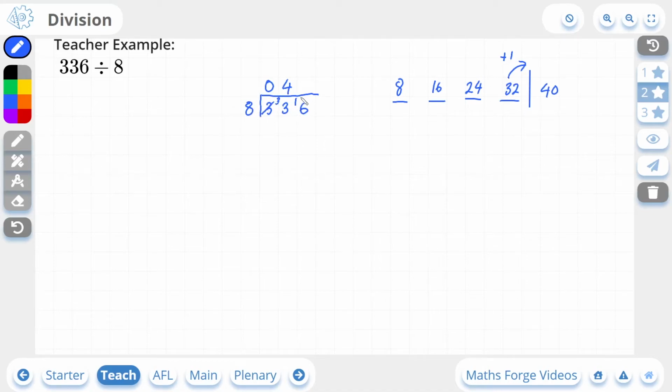And now 8 goes into 16. Of course, 16 is in the 8 times table, so it goes into it twice. 8, 16, twice. So I'm going to put my 2 here. So the answer to 336 divided by 8 should be 42. Not 042, but 42. You can neglect this 0 at the beginning. 42. And if we check our answer, there it is.